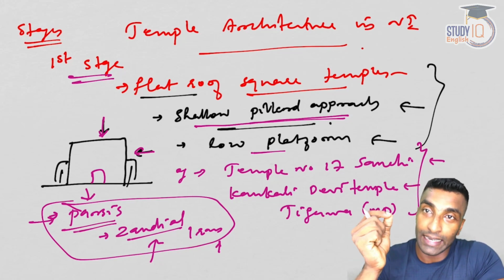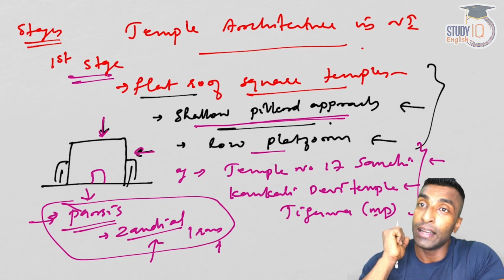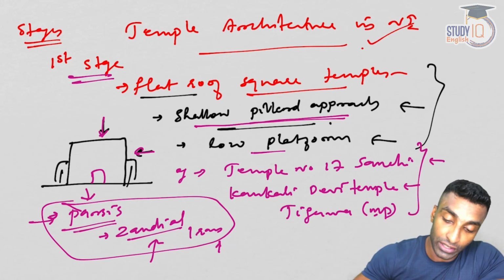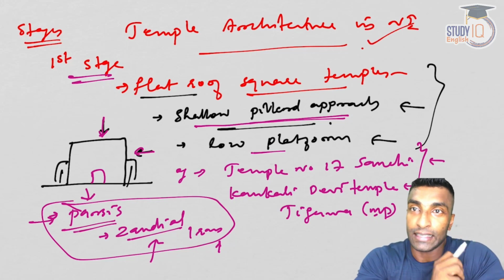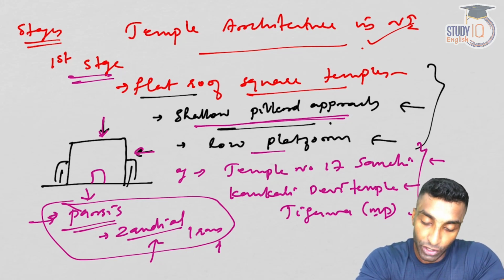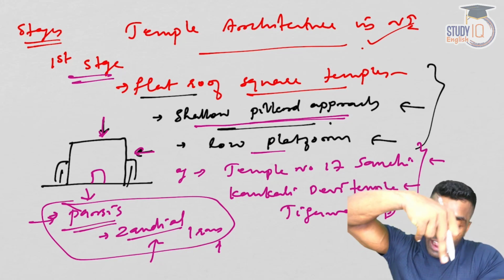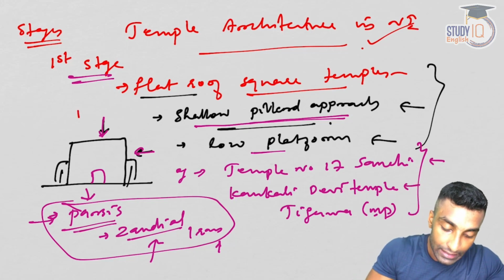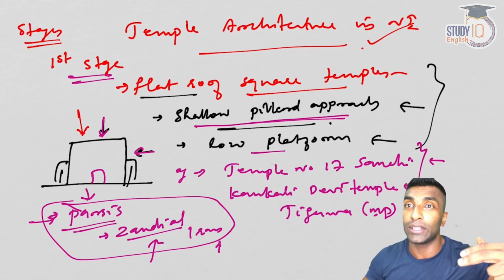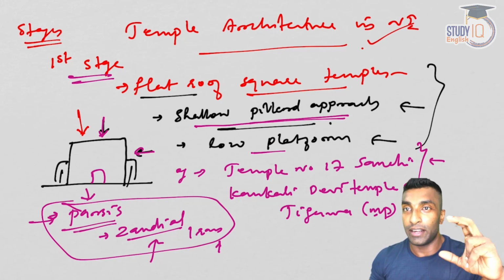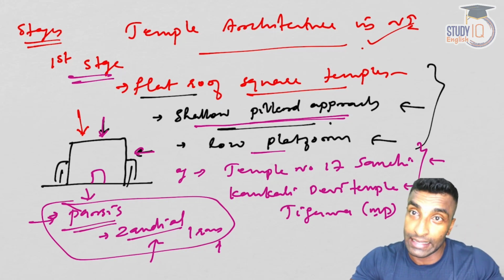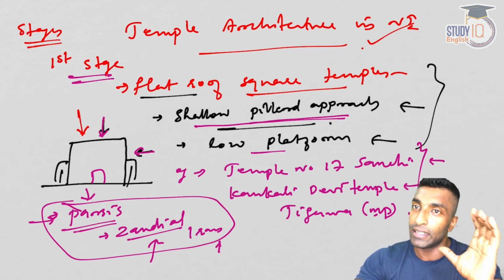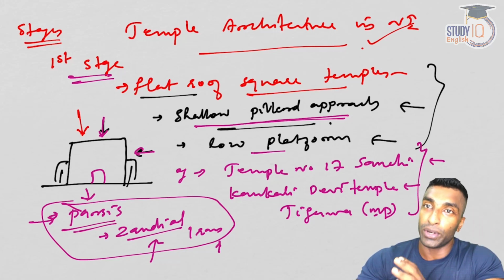When we talk about the stages of development, I'll be starting with temple architecture in North India. There are 3 stages, as I've told you. The first stage is a flat roof square temple. You can see this in the diagram. You need to draw the diagram in each of the cases, and you also need to write examples for each of the cases, and I'll be discussing examples also for each of the cases.